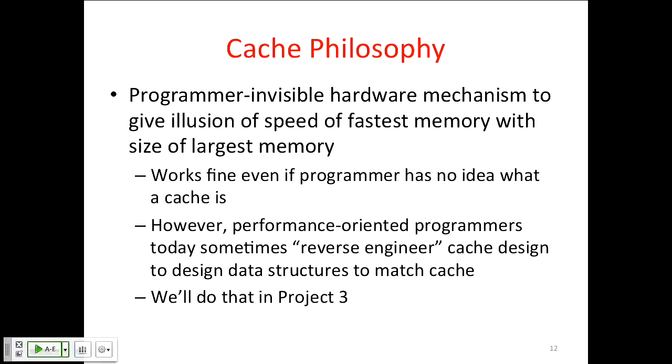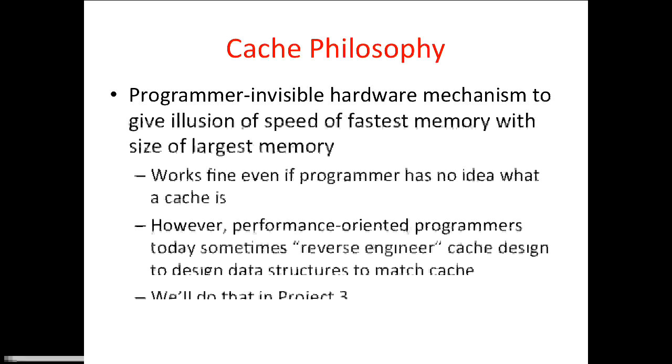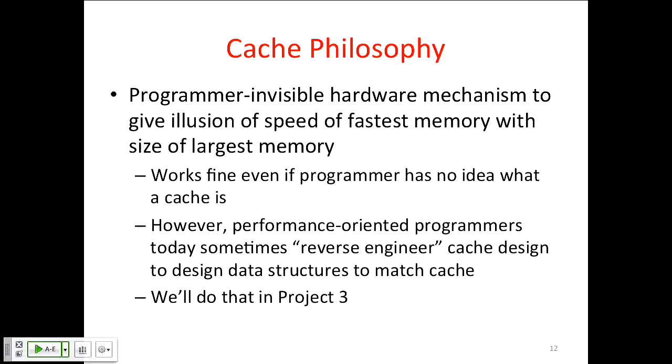So what we're going to try and do as architects is exploit these properties we found in the programs, and what we want to do is add a cache, and the idea of a cache is to build a programmer-invisible hardware mechanism. Programmers don't know it's there, and we want to give the illusion of having a huge memory that runs at the fastest speed possible, and we want this to work even if the programmer has no idea what a cache is. All of you who've been writing programs without any idea there was a cache in there, right? It works, right? You don't know it's there.